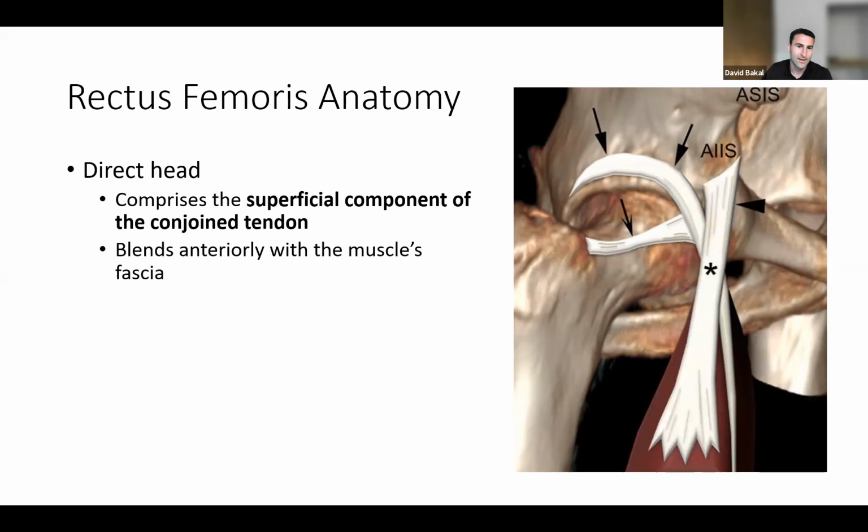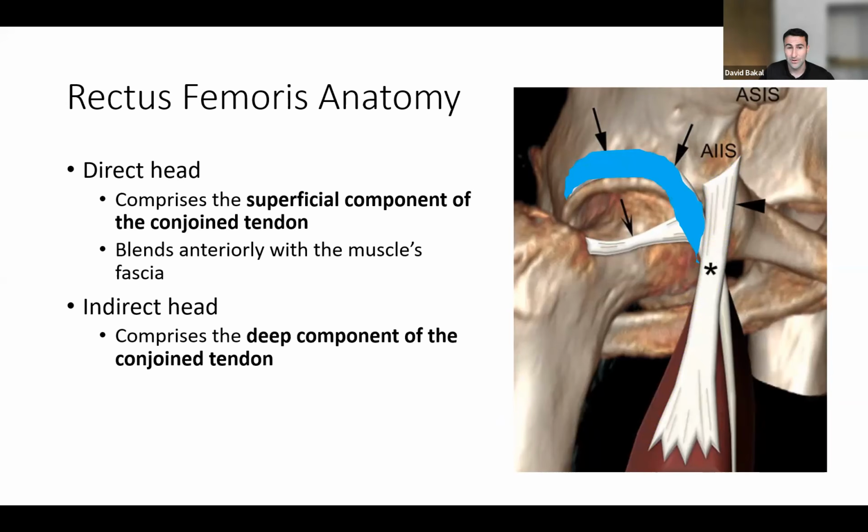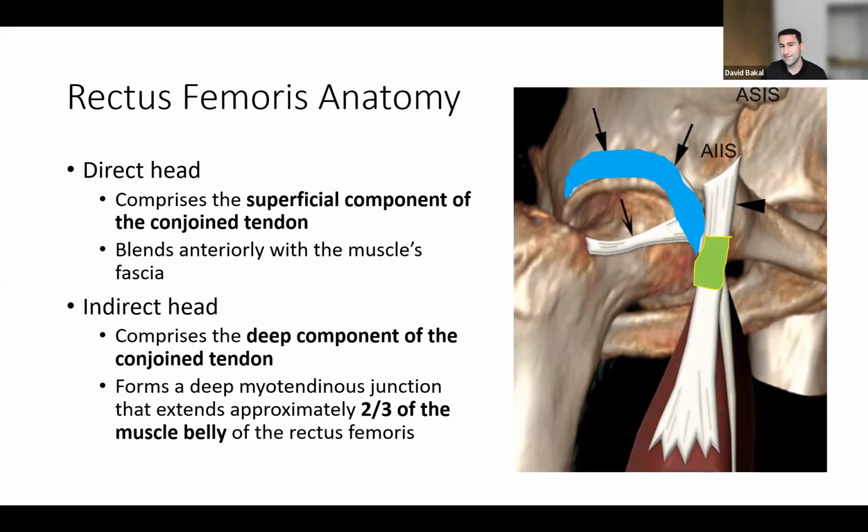Whereas the indirect head, we said, starts on that superior acetabular ridge. It comprises the deeper component of that conjoint tendon. And then it forms this deep myotendinous junction that extends about 2/3 of the muscle belly of the rectus femoris. So you can follow its course here in the blue.